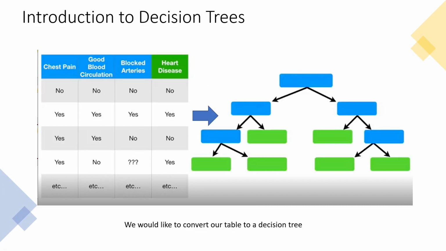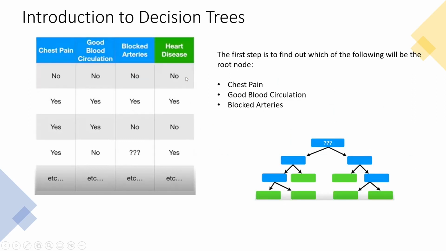And we need to find which one will be at the root node and which one will follow the root node on the left side and on the right side. So we just need an algorithm to construct the tree by using the data. And the data contains the independent variables as well as our target variable. And the first step is to find out which of the independent variables will be the root node. Okay.